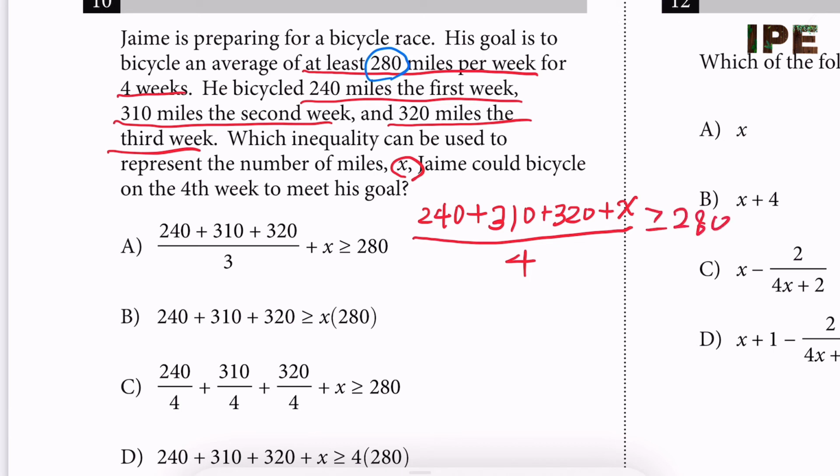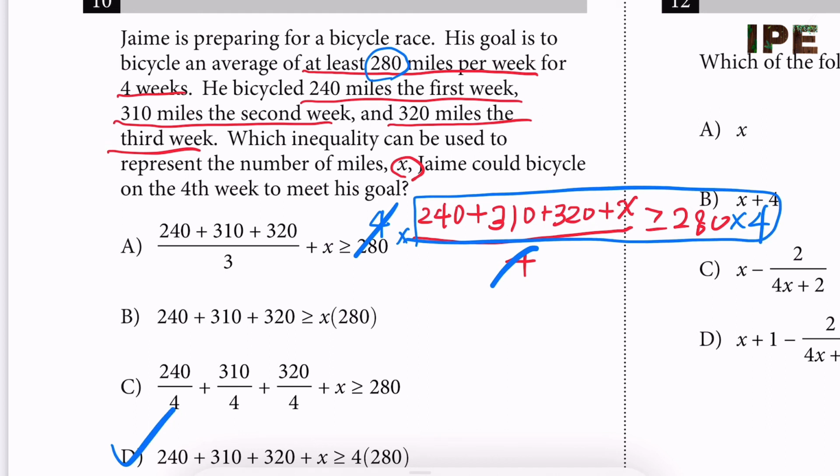280. Now I'm going to multiply by 4, because there is no such inequality in the choices, right? The 4 and 4 cancel out. So this is what is left, and that's why this is the answer. The average of 4 weeks is the sum of all miles from 4 weeks divided by 4. That is supposed to be at least 280, so greater than or equal to 280.